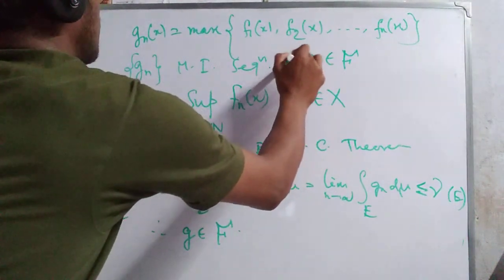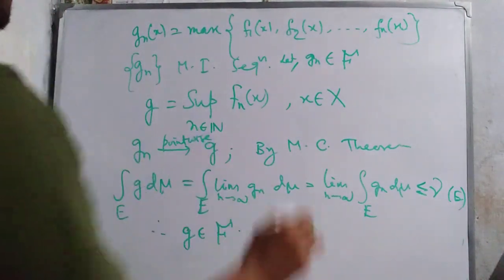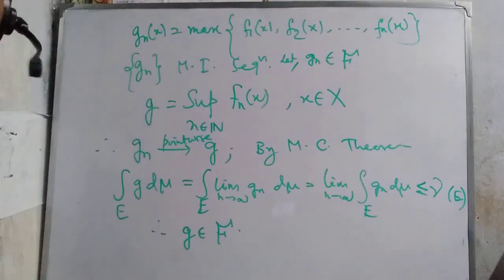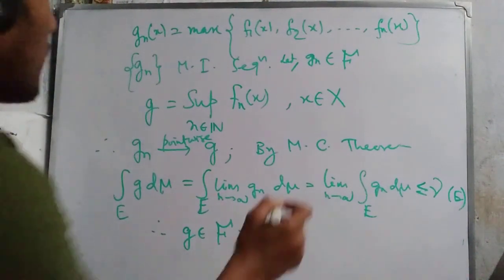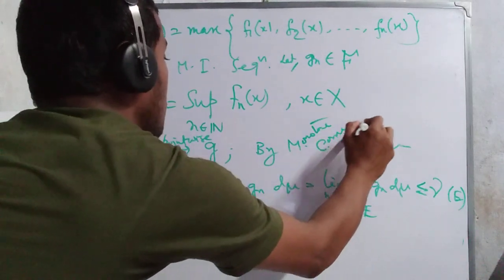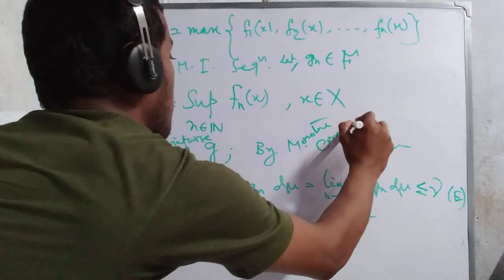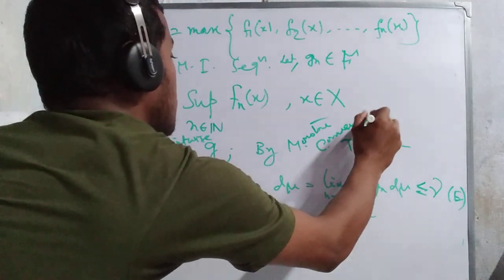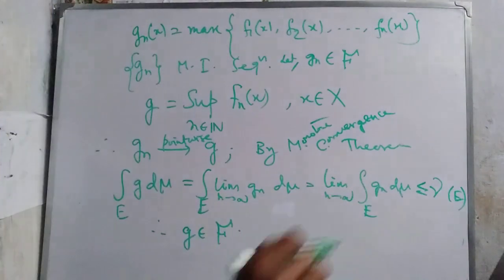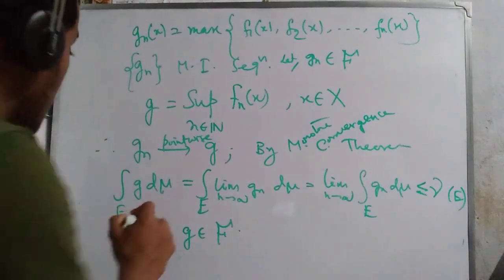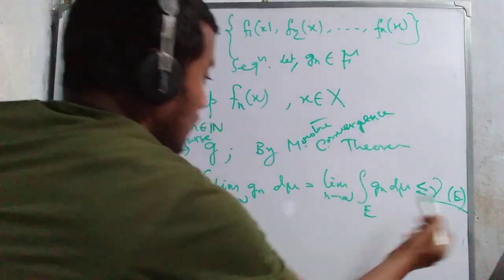We construct and assume that portion, and then gn converges pointwise to g. Then by the monotone convergence theorem, g belongs to F. Why? Because this is less than or equal to gamma of E.